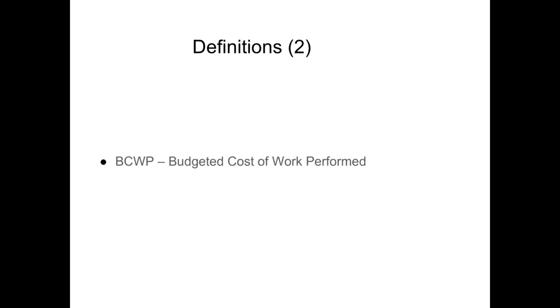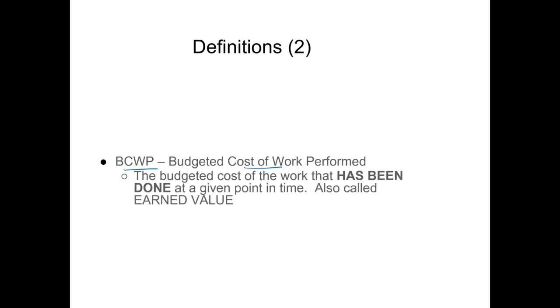And we continue with our definitions, as earned value analysis has got a bit of a definition overload. BCWP, or budgeted cost of work performed, is the budgeted cost of the work that has been done at a given point in time. It is also called earned value. So based on the work that has been accomplished, what is the value that has been earned? And the formula which we use is percentage complete times budgeted cost at completion of the activity, right?